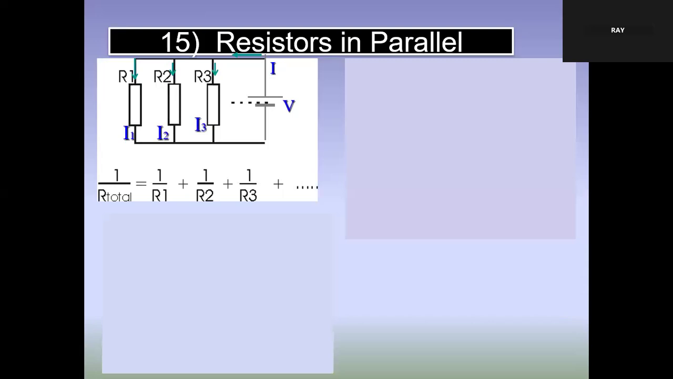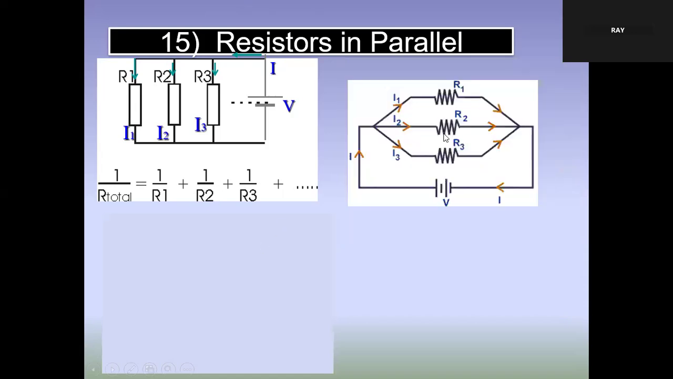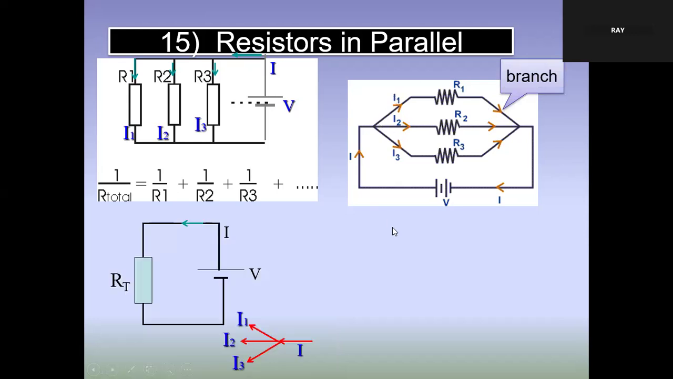Okay, resistors in parallel. That's your cell, voltage source. There's your resistors in parallel. So we are going to derive this equation. There's another way of drawing this thing. Same thing. Here's your branch. One branch. Then we are going to replace the 3 resistors with a resistor. Same battery, same current.